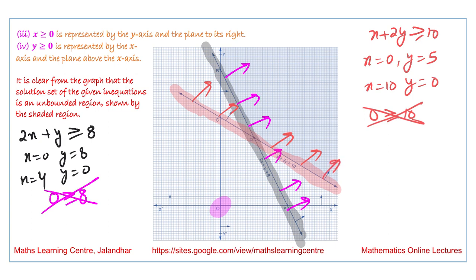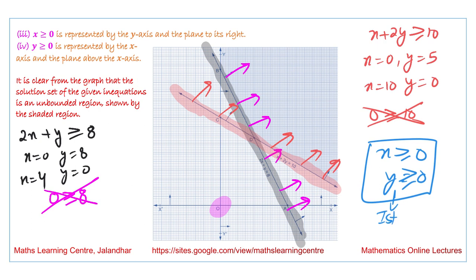The next two conditions, x is greater than or equal to 0 and y is greater than or equal to 0, mean we are talking about the first quadrant. If we look at the common region over here, it is above this line, then it is above this other line, and it is above the x-axis.